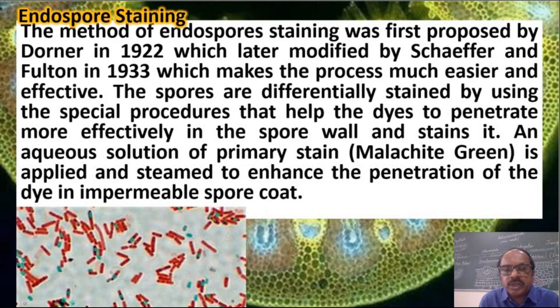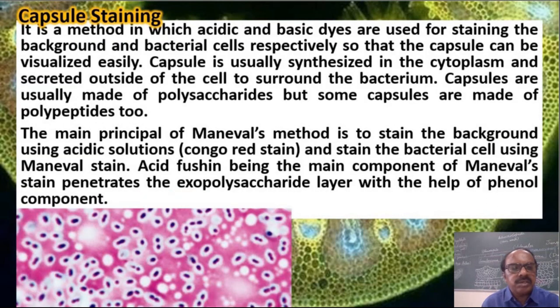The spores are differentially stained by using special procedures that help the dye to penetrate more effectively into the spore wall and stain it. An aqueous solution of the primary stain called Malachite Green is applied and steamed to enhance the penetration of the dye into the impermeable spore coat. Coming to the next method of staining, called capsule staining.